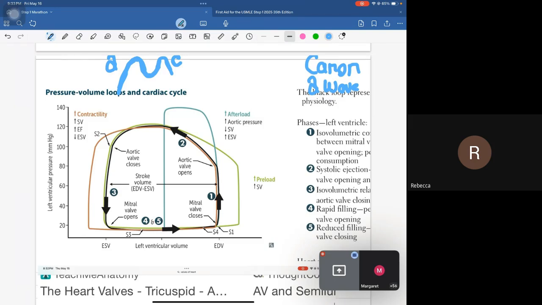So if you look carefully, the C wave happens when the tricuspid valve and the mitral valve close. So the C wave will coincide with the S1, right? So the S1 is happening just before the C wave.